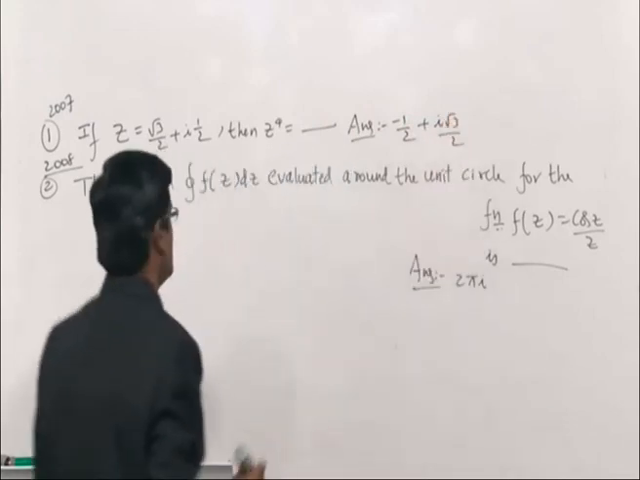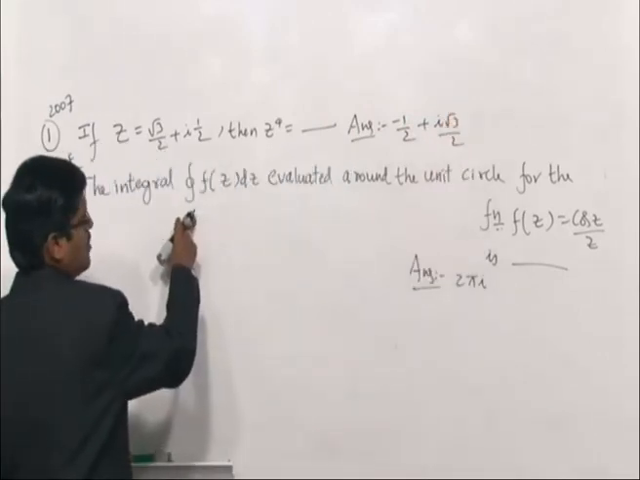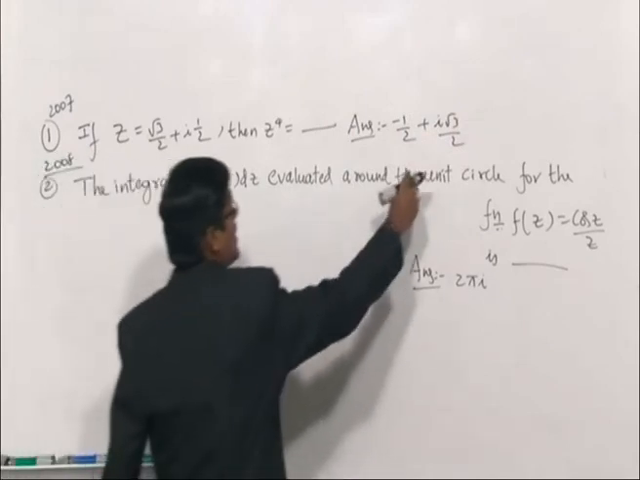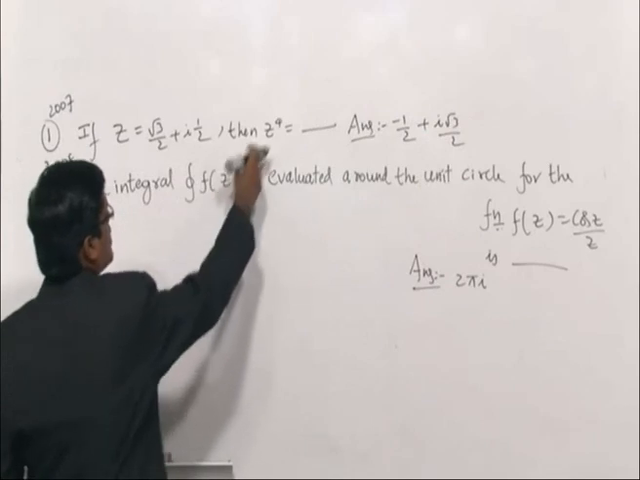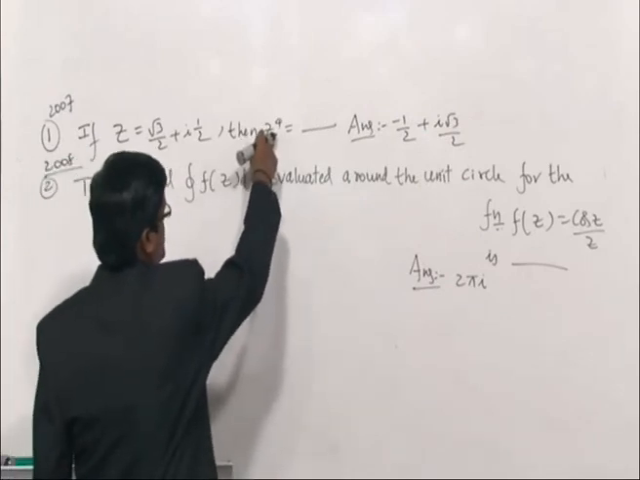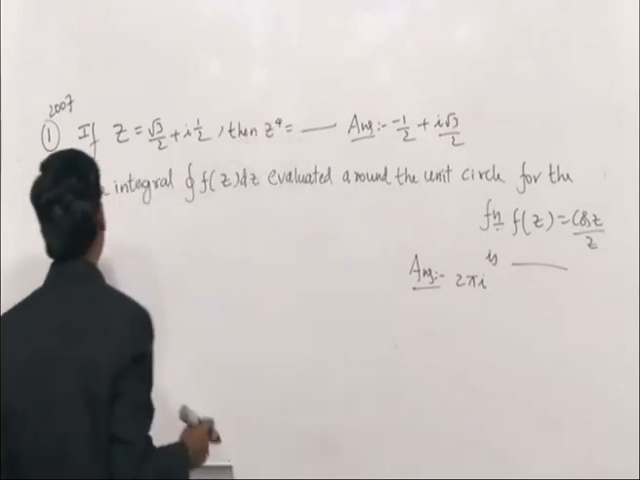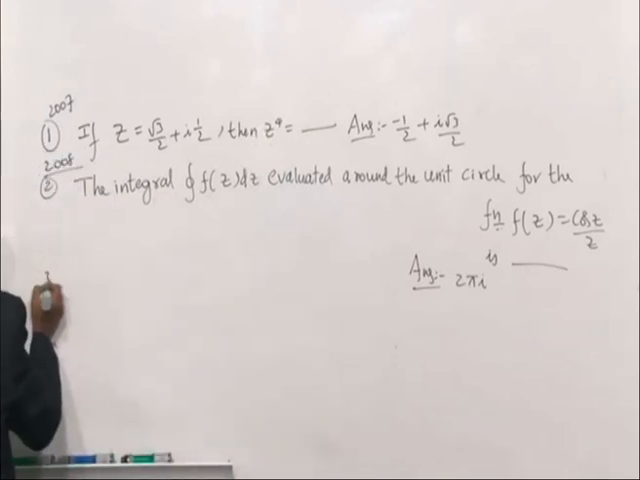That is the answer. This is by Cauchy integral formula, where z is equal to 0 is the only singularity lying inside the unit circle mod z is equal to 1. Then apply Cauchy integral formula. Here first express z is equal to cos theta plus i sin theta form, then apply raised to 4. Next, 3.